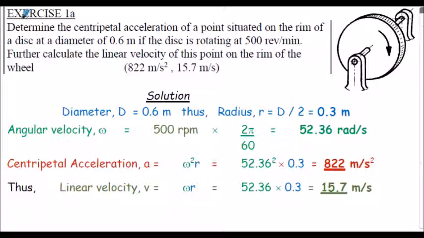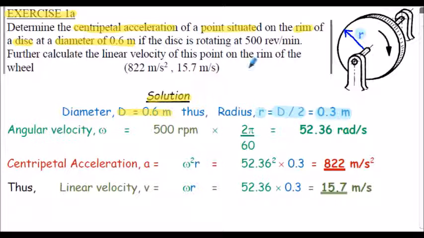So here's exercise 1A solution. We're asked to determine the centripetal acceleration on a point situated on the rim of a disc, shown here, having a diameter of 0.6 meters. Thus the radius of the flywheel R is the diameter divided by 2, so that's 0.3 meters in this case. So R here is 0.3 meters.